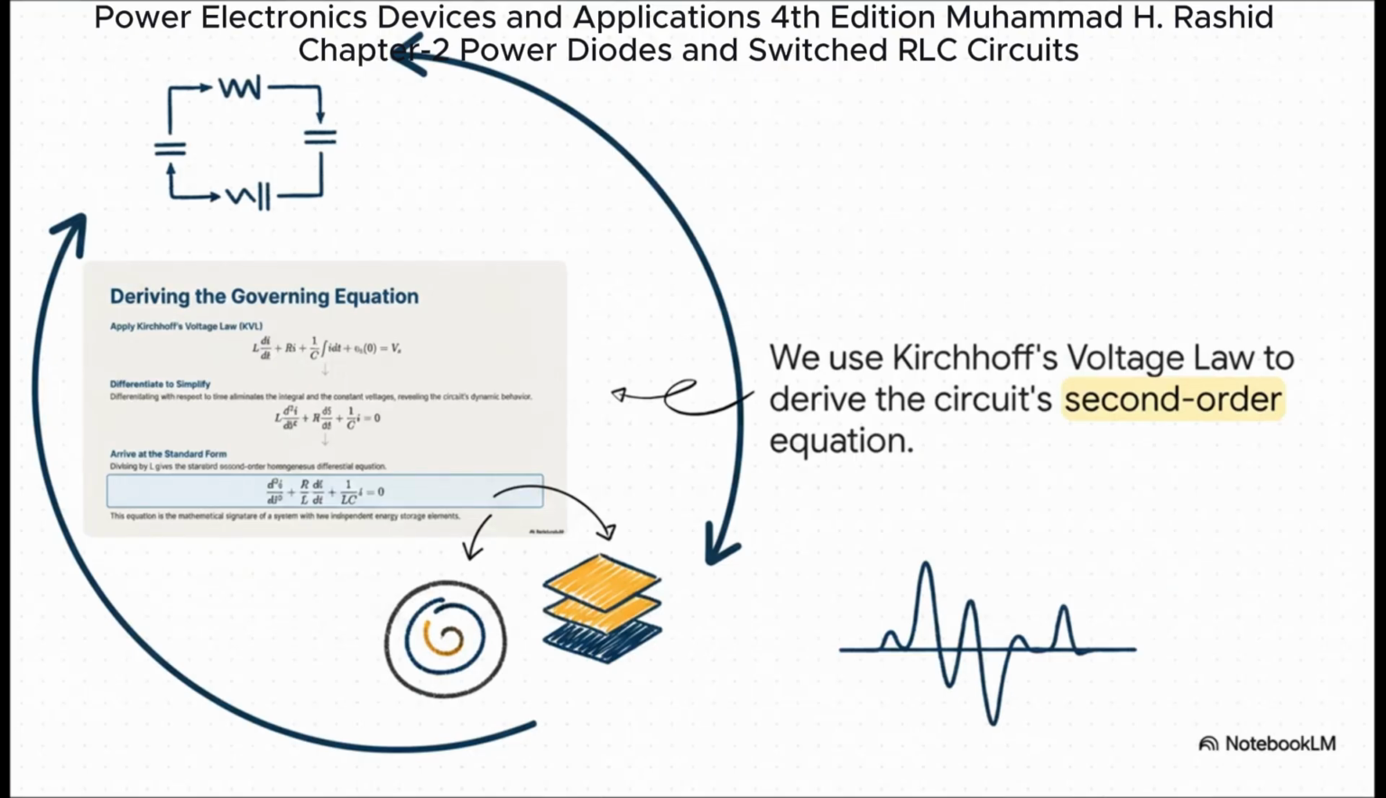Well, we start with our old friend Kirchhoff's voltage law. We just sum the voltages around the loop, but you'll notice that gives us this pesky integral term, which is a bit of a pain to solve directly. So what do we do? We just take the derivative of the entire equation, and boom, we're left with the beautiful standard form you see at the bottom. That is the circuit's governing equation, its mathematical signature. And notice it's a second-order equation. Why? Because we have two independent energy storage elements, the inductor and the capacitor.